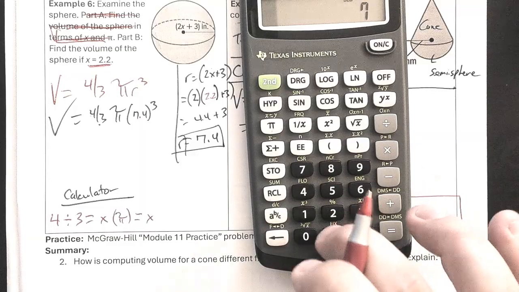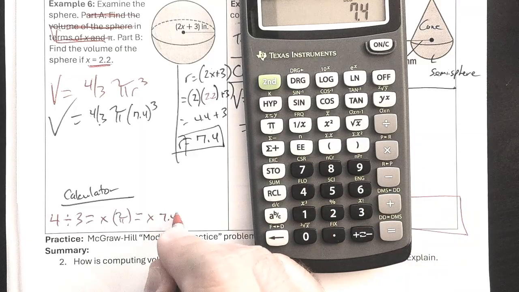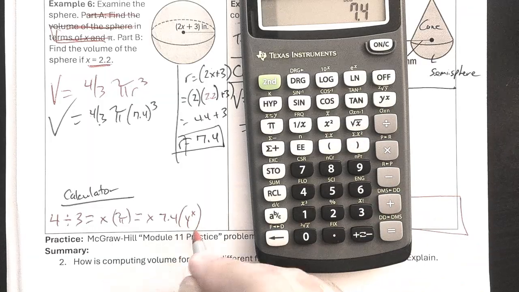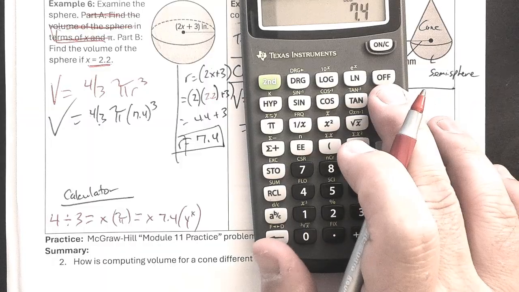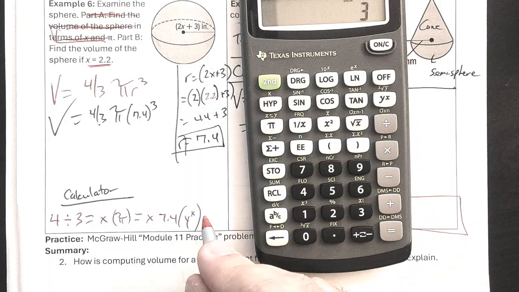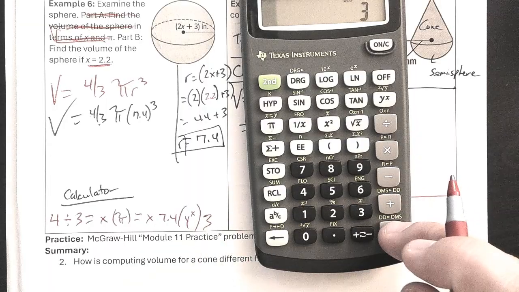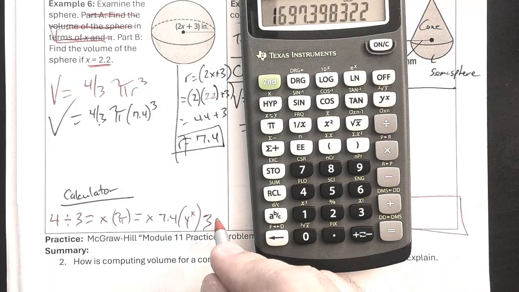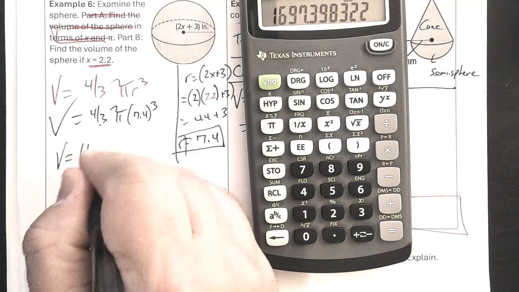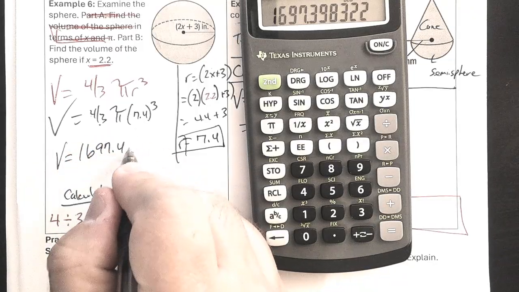All right, our radius is 7.4, so we're typing in 7.4. Then we're hitting this button. That is the y to the x component. So it's telling it we are going to put an exponent here. What's that number? We're cubing it, so it's a 3. So then you type 3, and then you have to hit enter again. And once you do all that, you get 1697.38. It doesn't say, so we're going to just say the volume is 1697.4, and this was cubic inches.